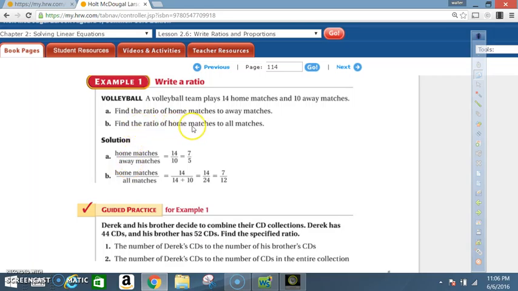You've got 14 and 10. What number can go into both 10 and 14 evenly? The highest number, in this case, is going to be 2. 2 goes into 14, 7. 2 goes into 10, 5.